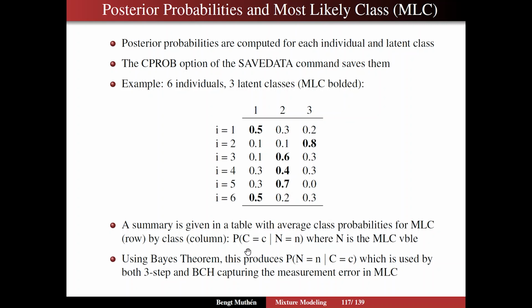And that top table is just an interim step in the computation of what we really are interested in, the table of n given c instead of c given n. And n given c, that reverse probability, can be computed using Bayes' theorem, which is really just a manipulation of probabilities in a very straightforward fashion. And the information in that table is used by both 3-step and BCH in capturing the measurement error or classification error in the most likely class variable.